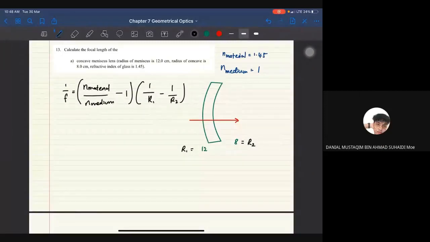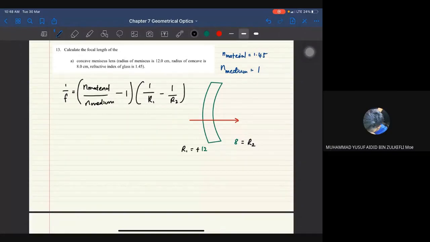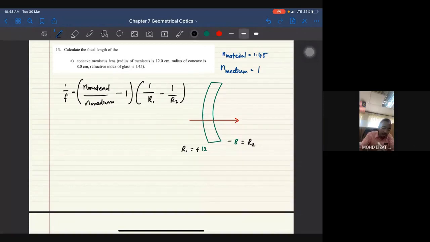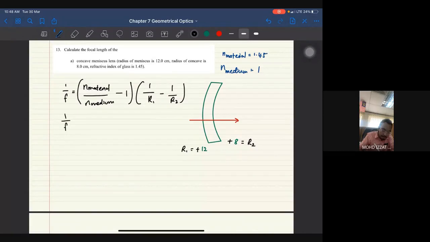Yang 8 tu positif atau negatif? Positif kak. Positif juga. Okay, so if you substitute inside this formula, so this part kamu akan dapat 0.45, 1/12 minus 1/8. Kalau ada negatif, masukkan je nilai negatif tu.